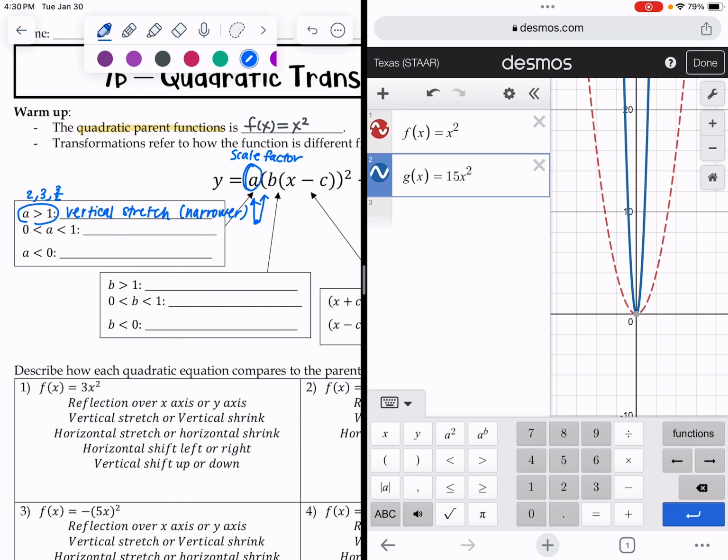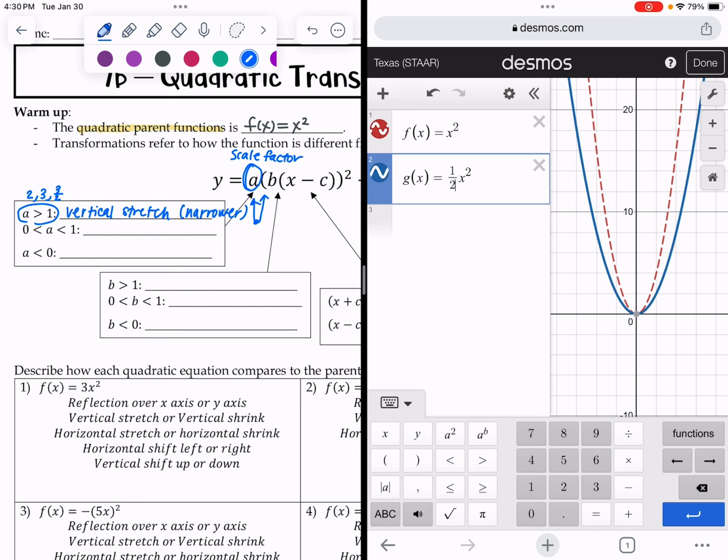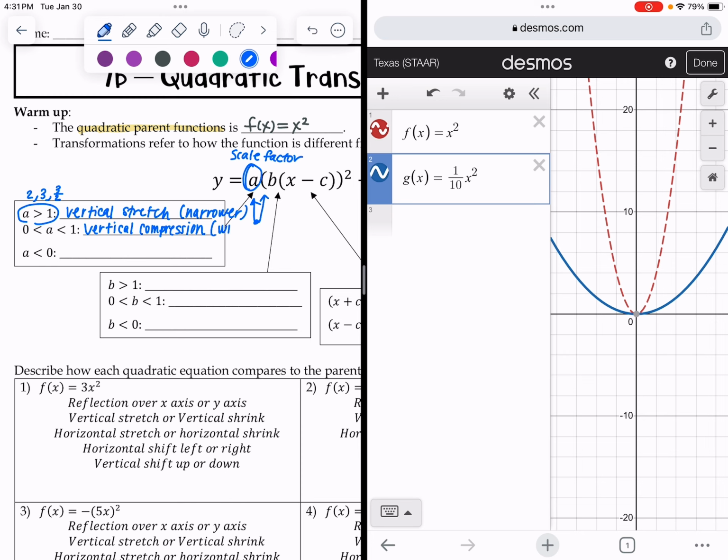And so if I start using really small numbers, like say 1/2, or even 1/3, or 1/10, we can see the function gets really, really wide. And that's because we're vertically compressing it. We're making it shorter so it looks wider. So vertical compression. These notes call it a vertical shrink. Shrink is another name for compress. And so it becomes wider because it's shorter.